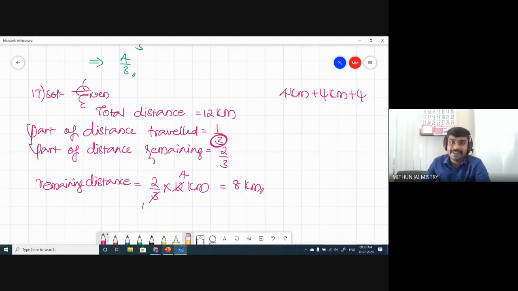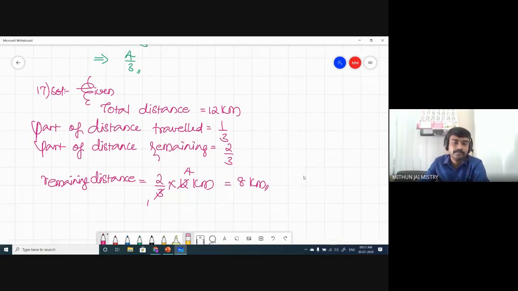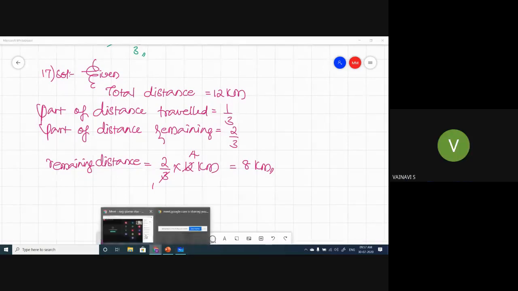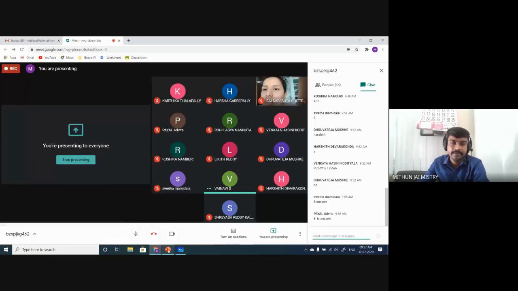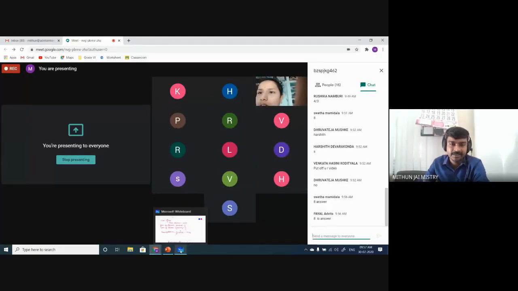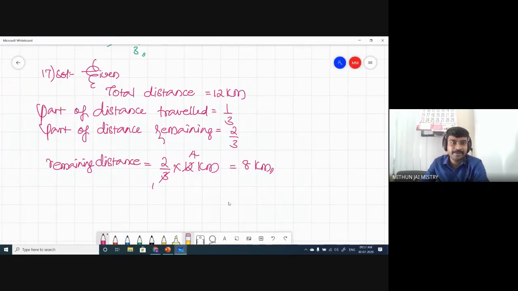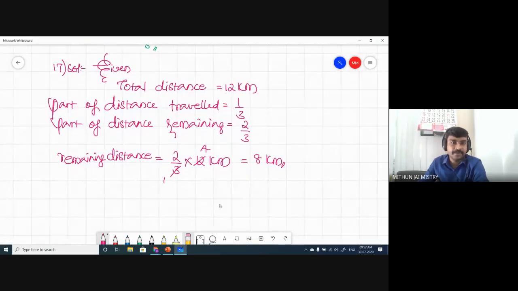Let me ask Vainavi, this is a word problem. Did you understand? Mute and save, Vainavi. Yeah. Thank you. You replied at least, but so much time you're taking to reply. Okay. So please take a screenshot.